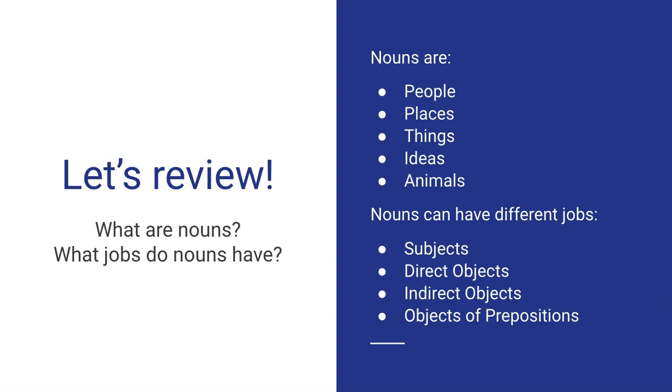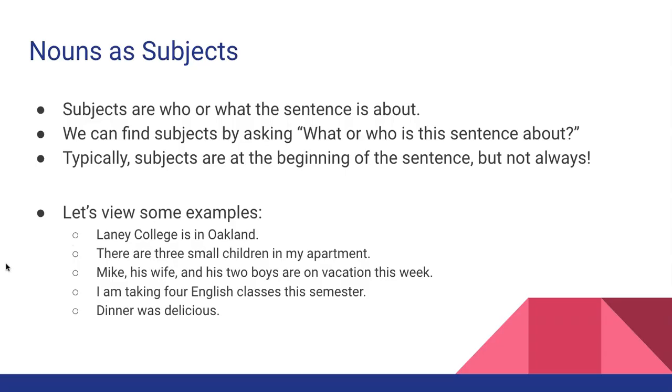Nouns can have different jobs in a sentence. Sometimes nouns are subjects. Sometimes nouns are direct objects, indirect objects, or objects of prepositions. In this video, we're going to look at these 4 different jobs. Nouns as subjects. Remember, subjects are who or what the sentence is about. We can find subjects of sentences by asking, what or who is this sentence about?